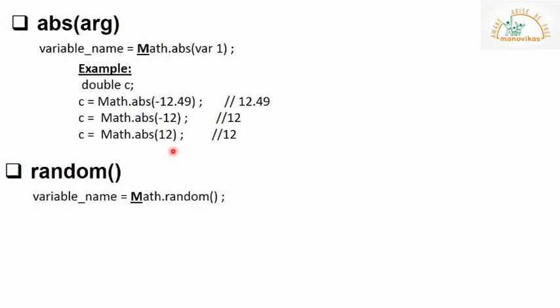This is the format of writing, but one variation you might have noticed is that this function doesn't have any argument. Math.random will display any random value between 0 and 1. This is the way you are supposed to write.